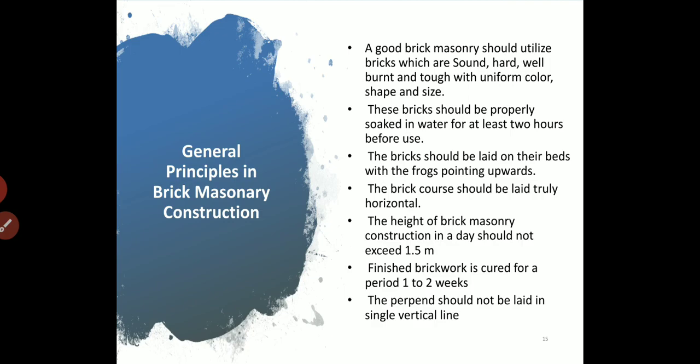Okay. Also at the plinth, window sill, floor level, roof level and at the top of the parapet wall, the brick course should be laid with bricks on edge. Got it? Also, the fixtures, that is the hold fasts for doors and windows, should be embedded in cement mortar or in cement concrete.